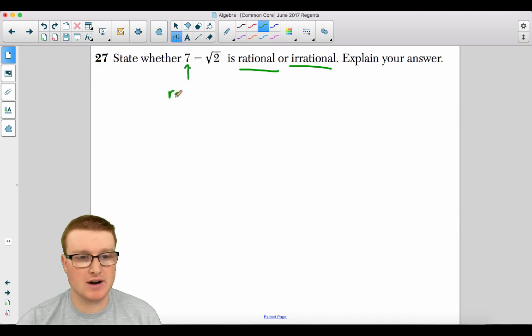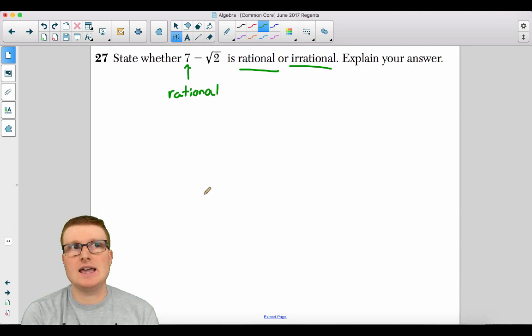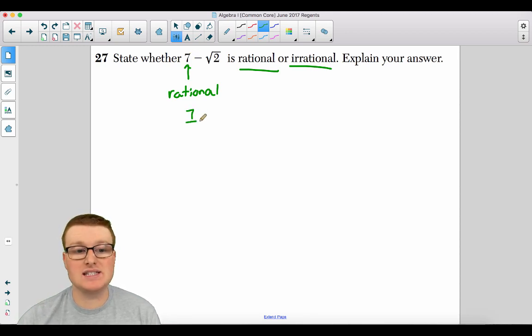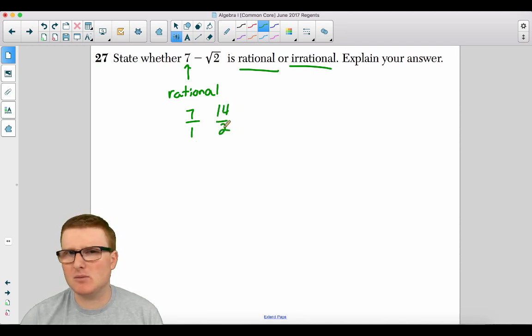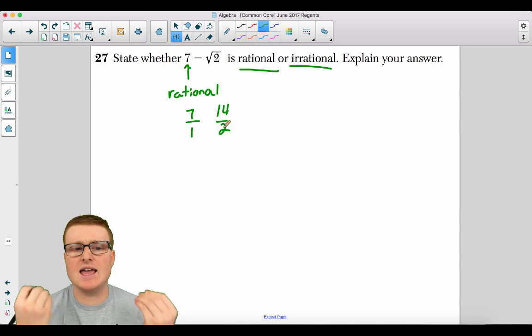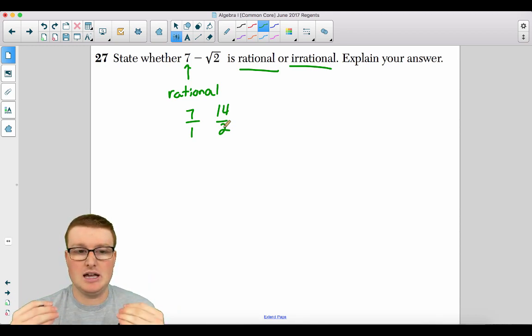The number 7 is rational. A rational number, by definition, is a number that could be written as the ratio of 2 integers. So 7 could be written as a ratio of 7 to 1, or it could be written as 14 to 2. You see what I'm trying to say here? If it's a ratio of 2 integers, it is a rational number.